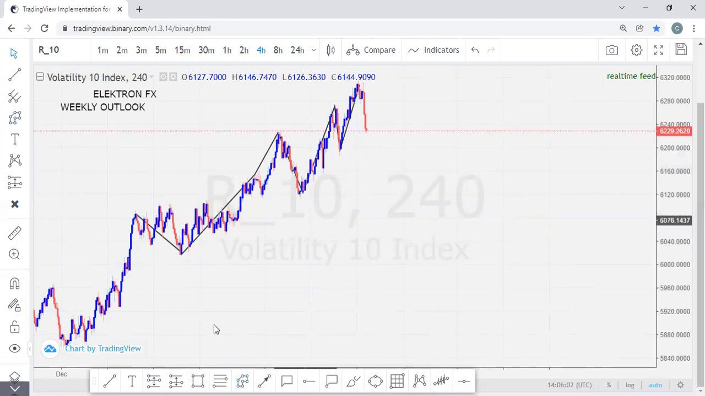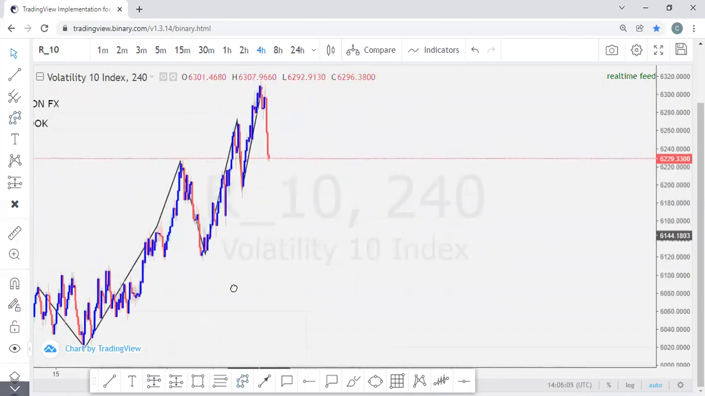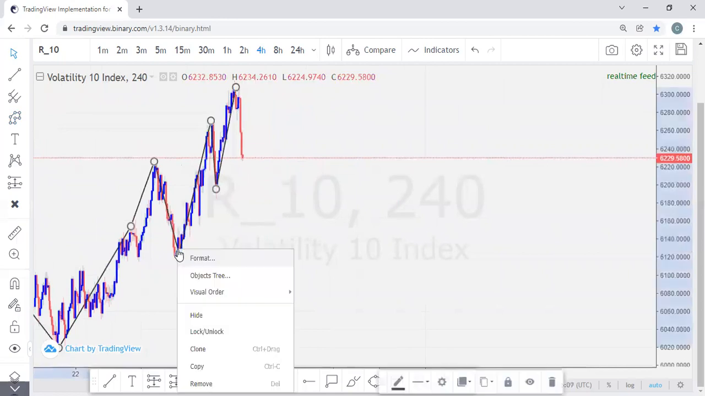Looking for an entry to push the market higher. So let's look closely to see if you can find one. Now, using the daily and the 4 hour, we have a very bullish structure on the 4 hour as well.